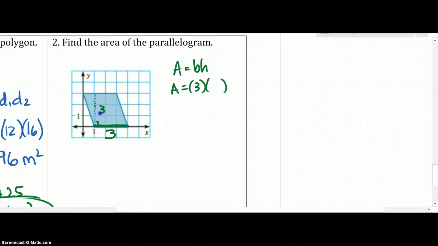3. Notice I don't care about the slant. That is a different length. We would have to use the distance formula for that. But if I count the number of boxes that are straight up, that's going to give me the height. So we have an area of 9. Since there are no specific units here, I would just say units squared. Questions?